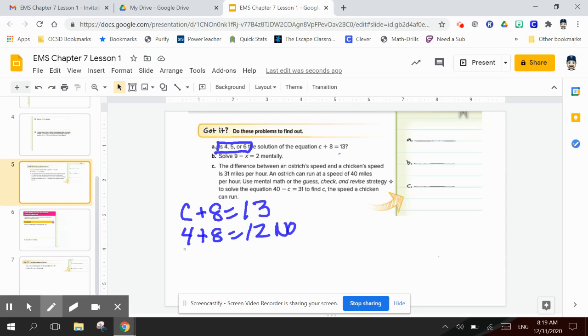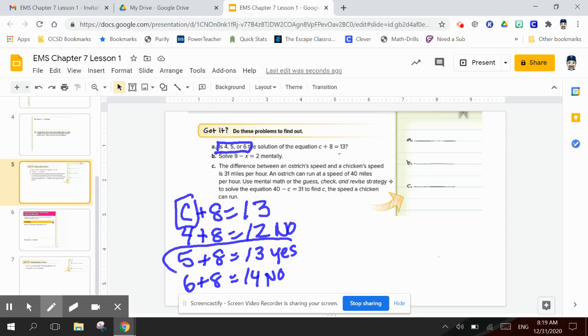How about 5? If c is 5, 5 plus 8 equals 13. That's a yes. And we have to try 6 as well. 6 plus 8 is 14. That's a no. So for letter A, the value of c, to make that a true statement, is 5.